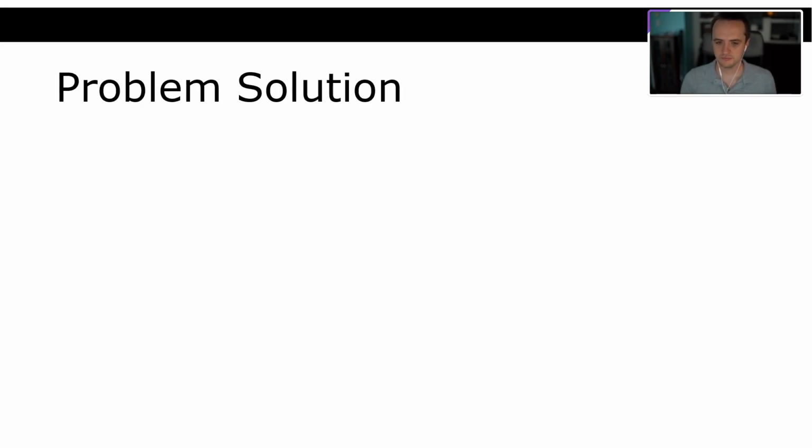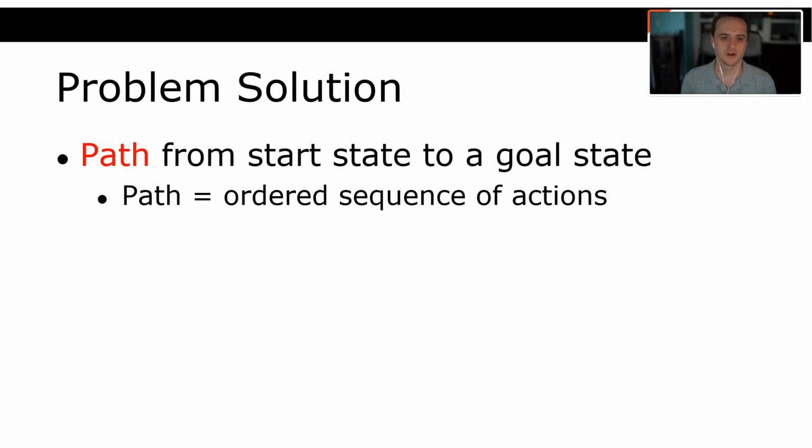Alrighty. So what's a problem solution then? When we talk about solutions, what does a solution for a well-defined problem look like? Well, a solution is going to be a path. So a path from a start state to a goal state. And a path, the definition of a path, is an ordered sequence of actions, okay? So for example, if I want to solve this maze, I go up, up, down, down, left, right, right. So that's an ordered sequence of actions. And it's called an ordered sequence of actions because the order in which you take the actions matters.